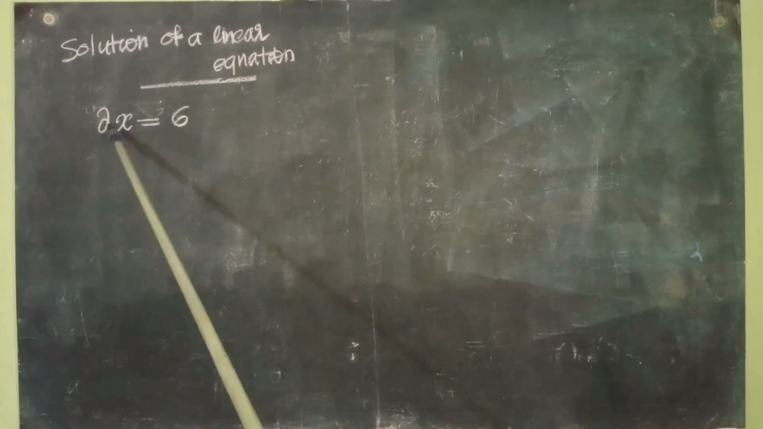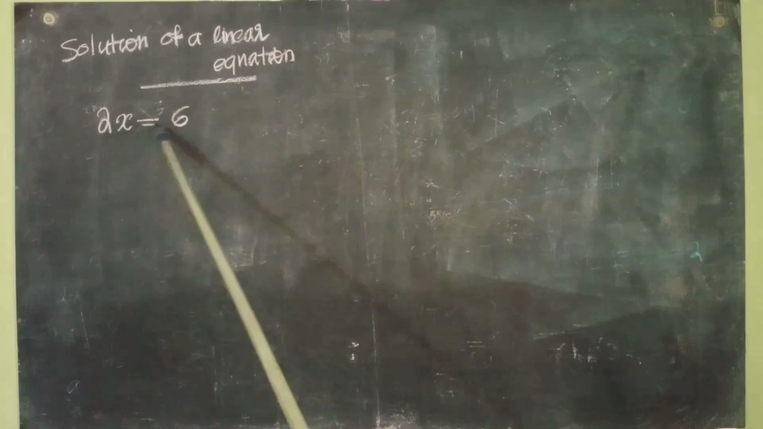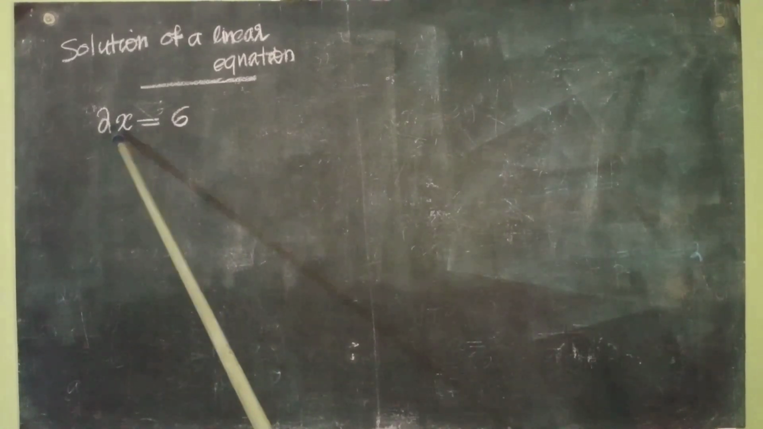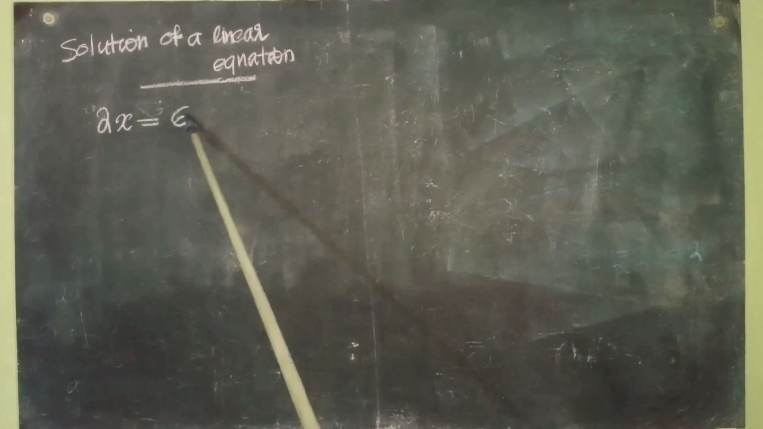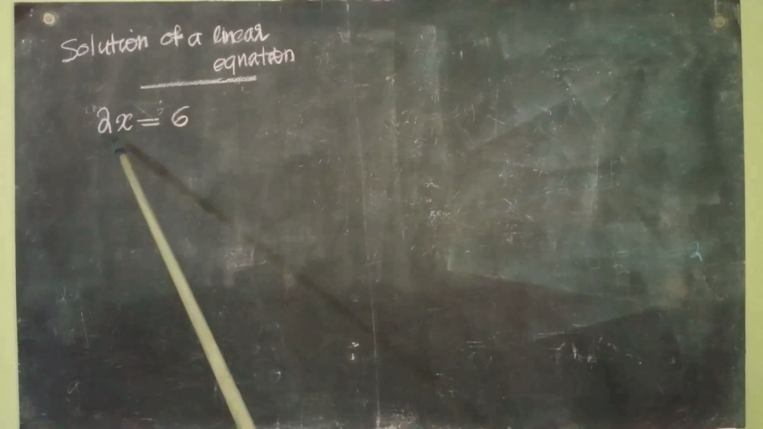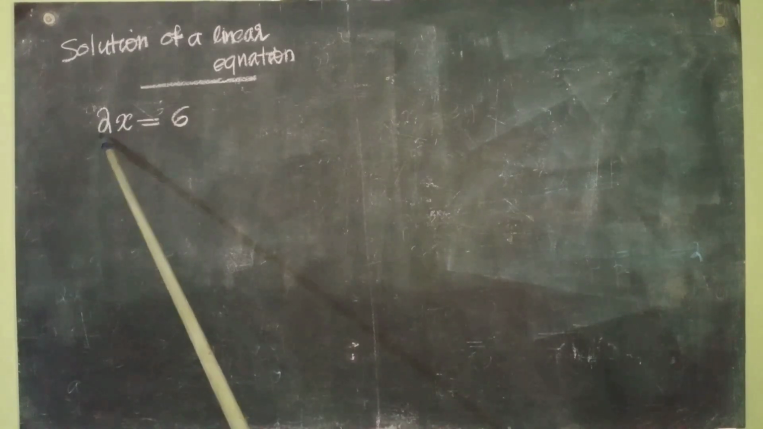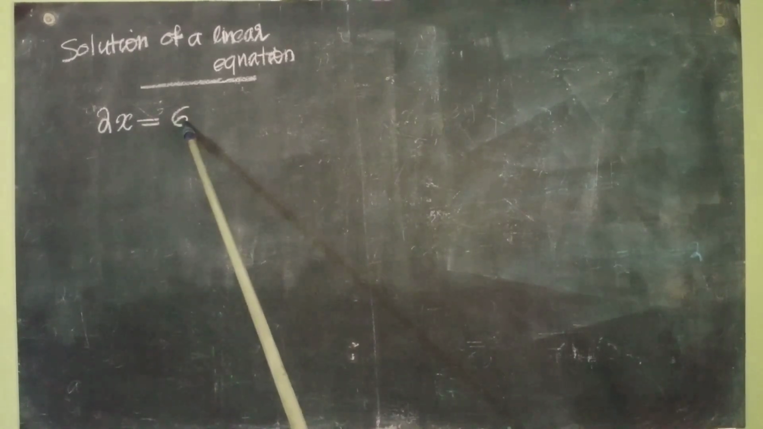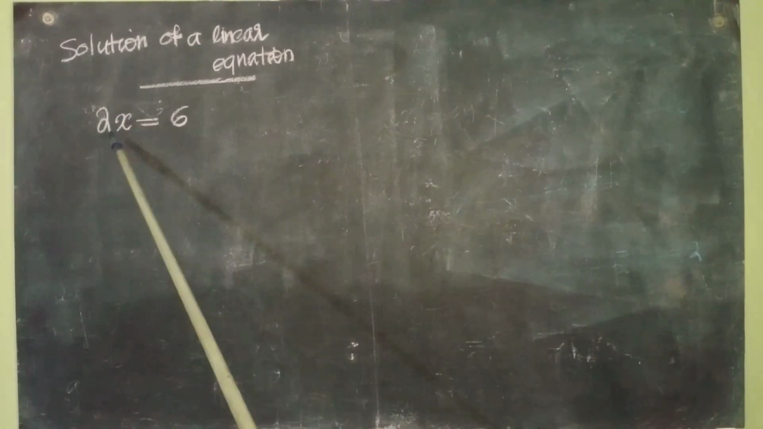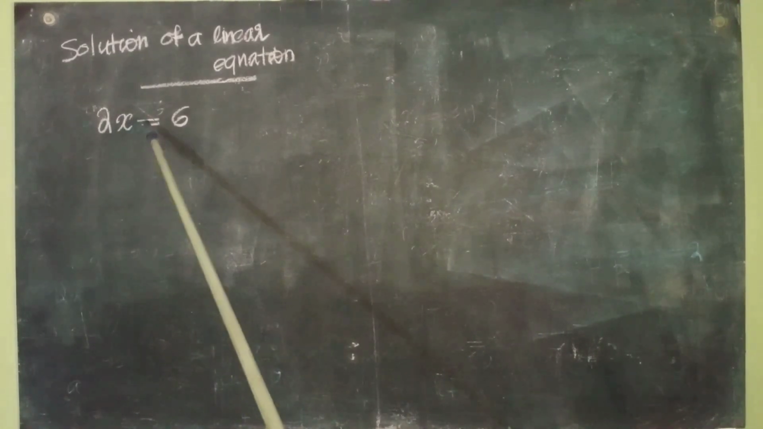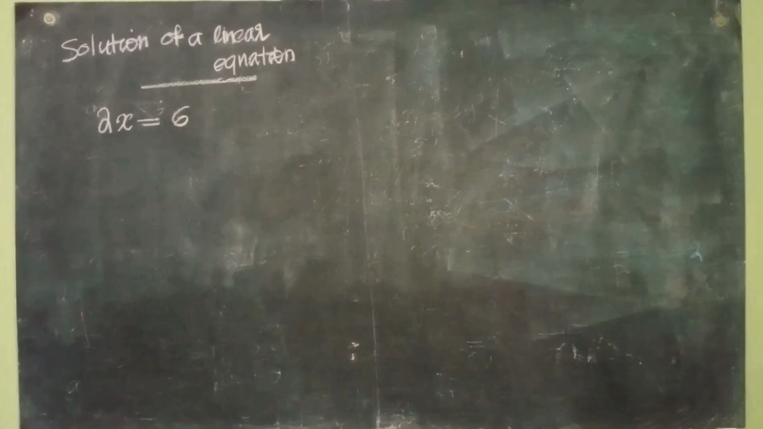If we give x equal to 1, this will become 2 into 1. It is not equal to 6. If we give x equal to 2, 2 into 2, it is also not equal to 6. But if we give x equal to 3, it is becoming 2 into 3, that is equal to 6. So, x equal to 3 is a solution of the equation 2x equal to 6.